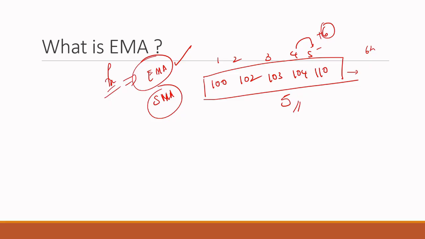But what happens in case of an exponential moving average is that it gives more weightage to this 5th day. Say imagine that we give a weightage of 40% to this day, and I'm just randomly giving percentages, then 20%, 10%, 5 and 5. So if I give weightages like this, wherein I give more weightage to the recent observation, then it is closer to reality.